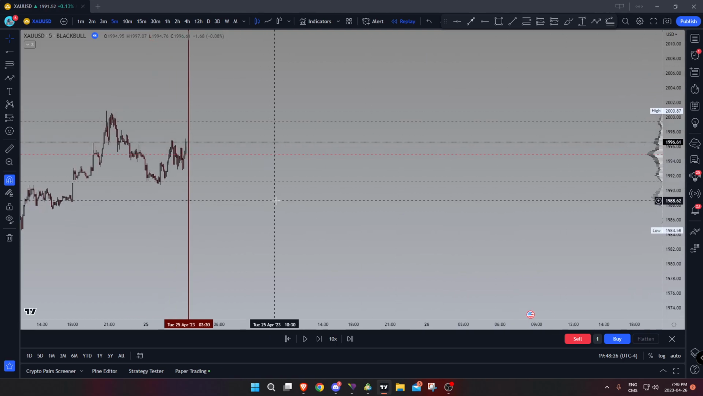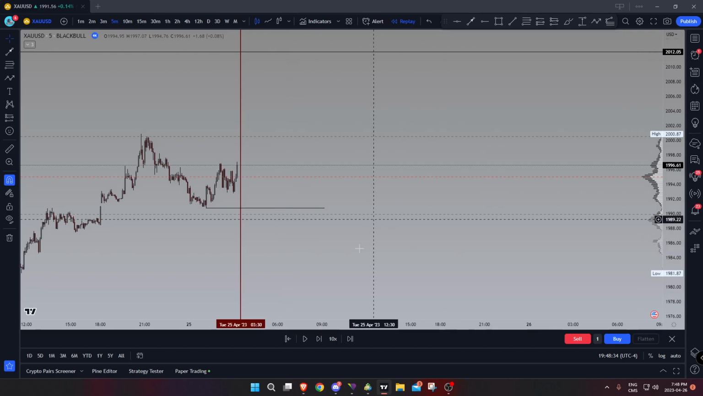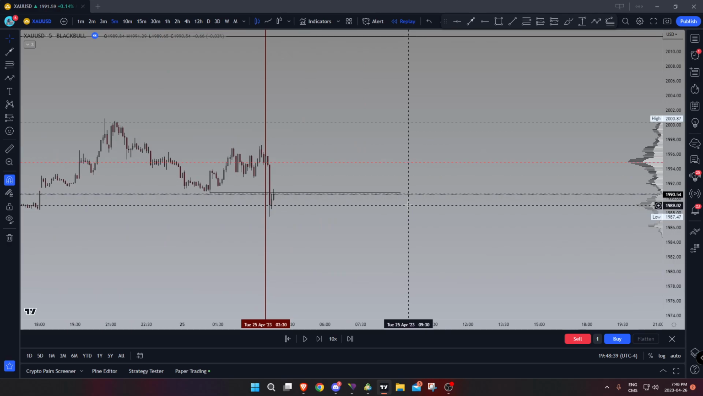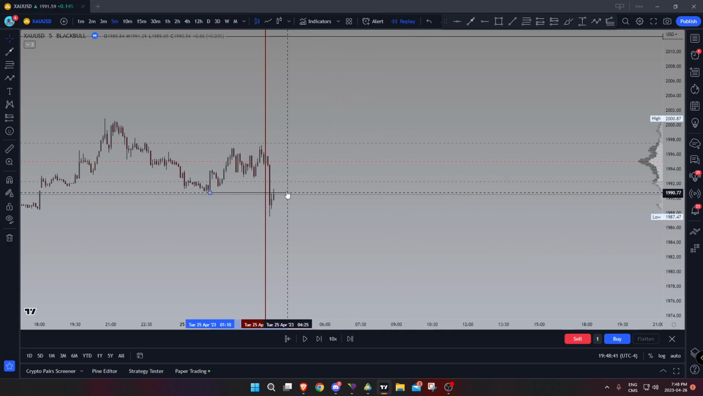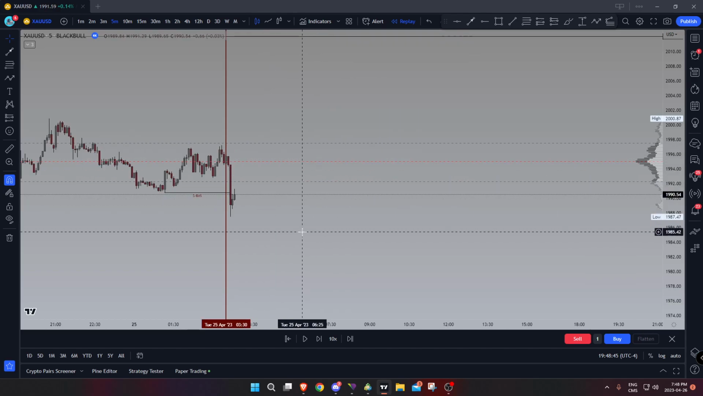All right, so looking for a short on the 5 minutes. Now what I'm looking for is a break of our last low right there. Let me just play this out. All right, so at this exact time, we got our break of structure, swing, break of structure, bearish.